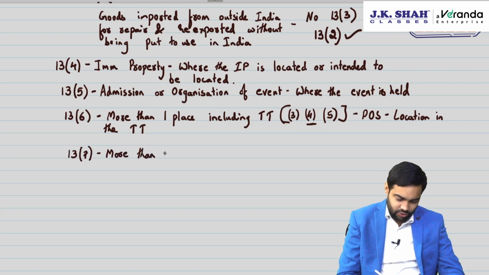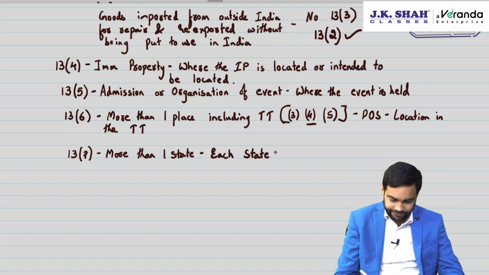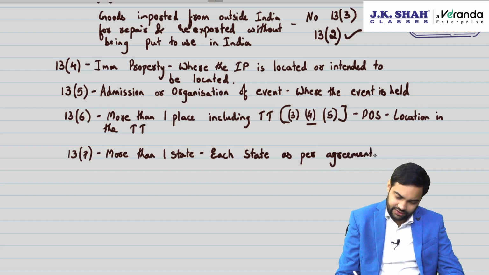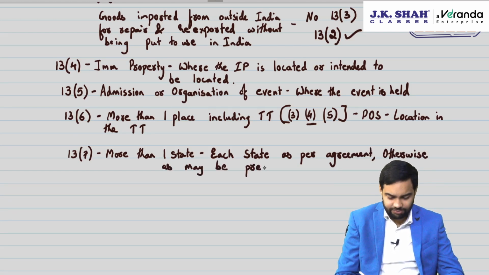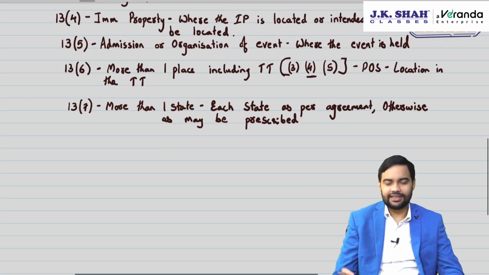Say suppose there is more than one state mentioned in the contract, then it will be to each state as per agreement. Now sir, if agreement is not there, then as may be prescribed. And is it prescribed, sir? Yes, IGST rules have prescribed how you divide it for different states in India.